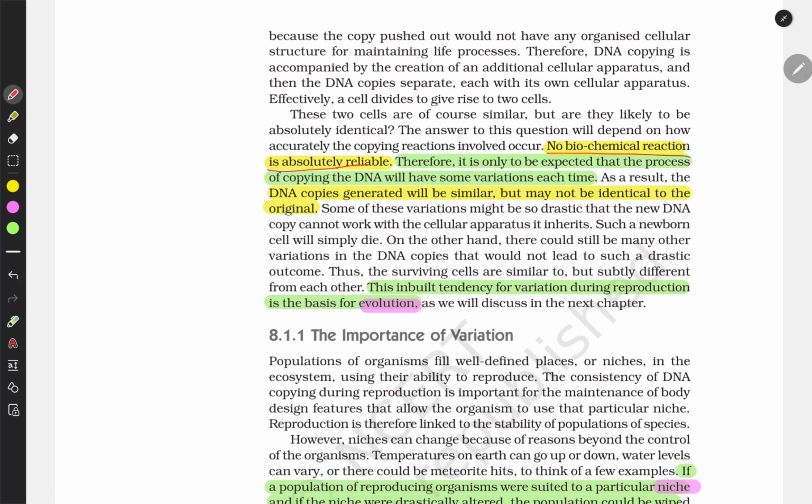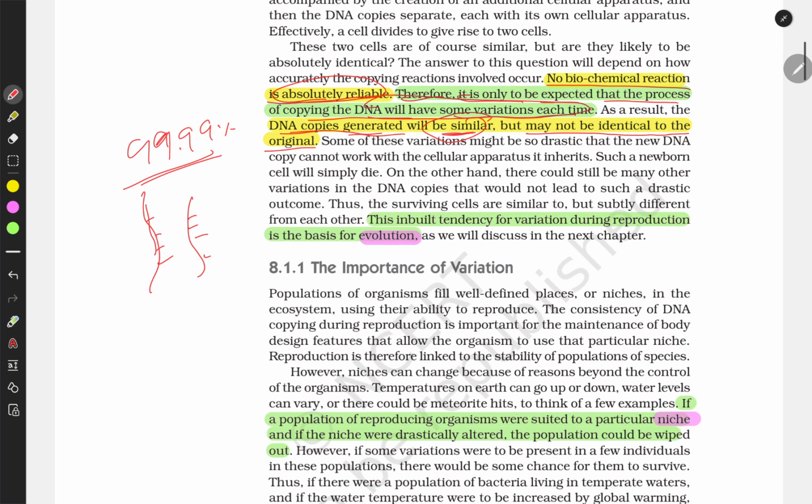No biochemical reaction is absolutely reliable. Therefore, it is only to be expected that the process of copying DNA will have some variation each time. This is why, while copying the DNA, there are some mistakes in it. The DNA copy generated will be similar, but not identical to the original. More than 99% will be similar, but it cannot be exact, because during replication the combination of some molecules will differ, and this difference is due to copying, and this is called mutation.